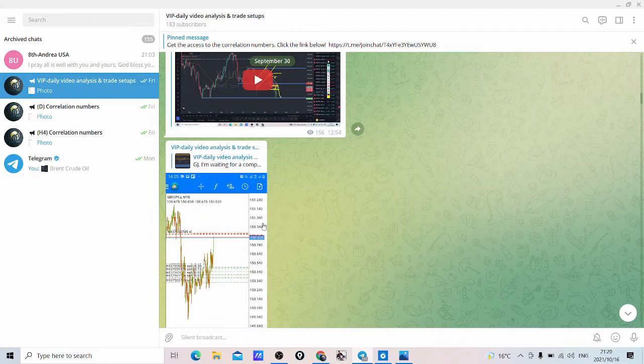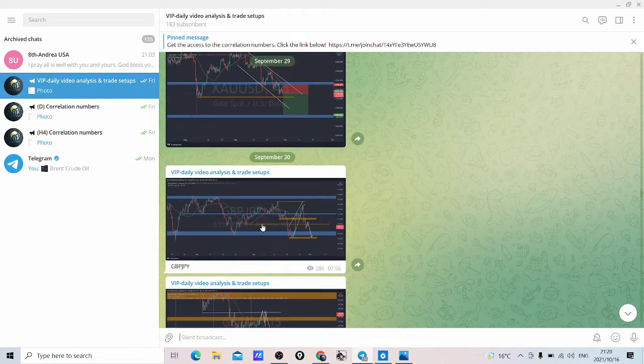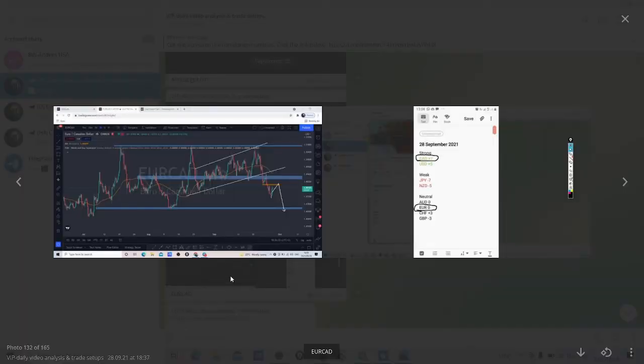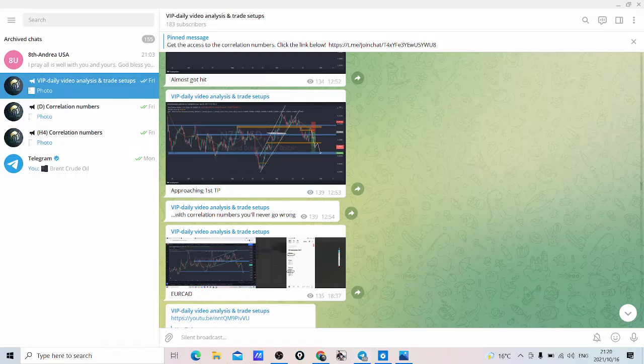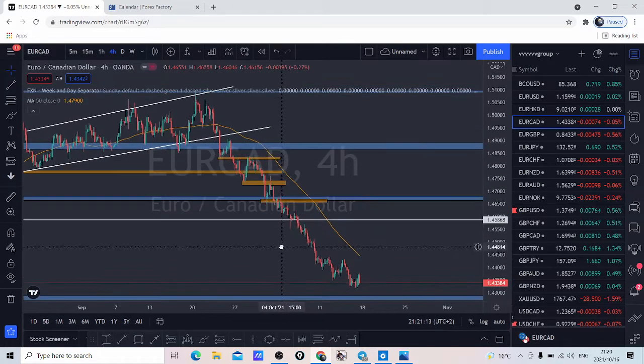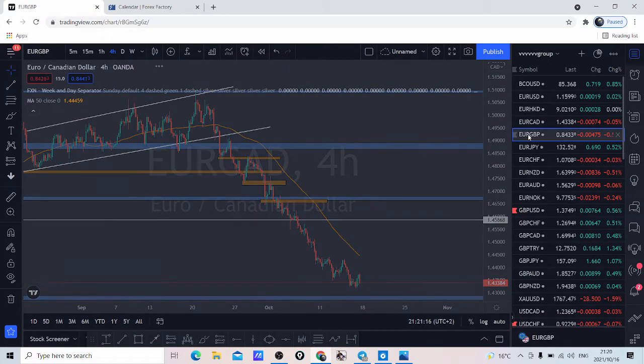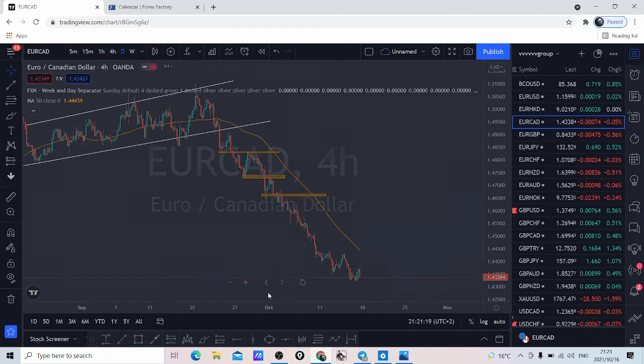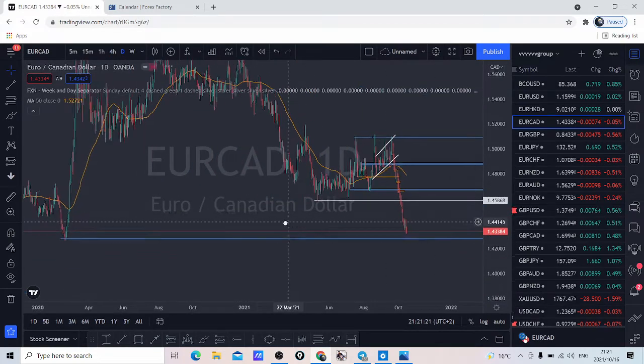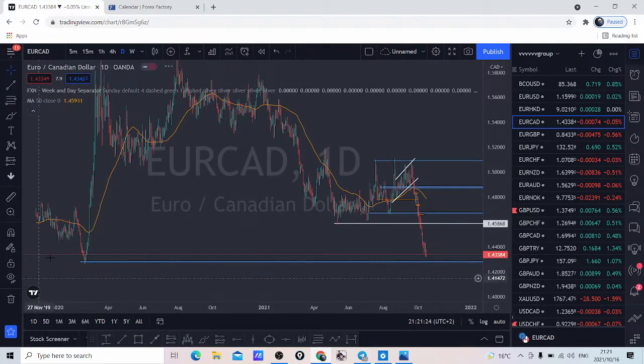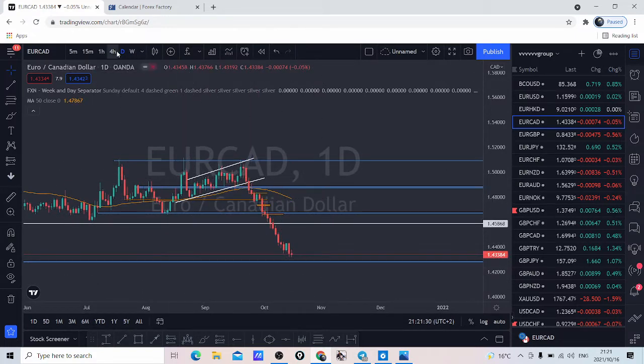Euro CAD, yes, the signal was given, boom, but it also broke this. So I was here, I took all of my profits. The signal was given and then the market went straight into our TP. So currently on Euro, we don't see any setup yet, so we are just watching. The market is coming to this big support zone, but I won't be buying until I see a clear breakout.